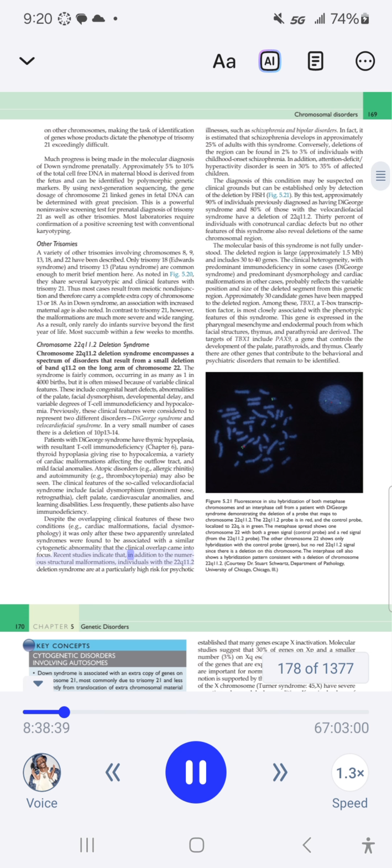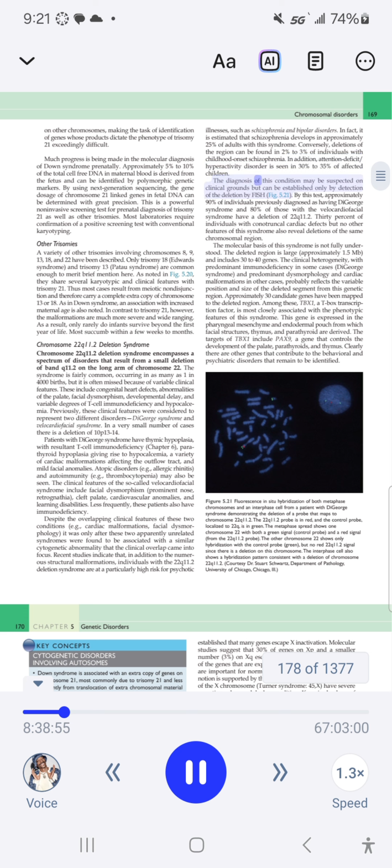Recent studies indicate that, in addition to the numerous structural malformations, individuals with the 22q11.2 deletion syndrome are at a particularly high risk for psychotic illnesses, such as schizophrenia and bipolar disorders. In fact, it is estimated that schizophrenia develops in approximately 25% of adults with this syndrome. Conversely, deletions of the region can be found in 2% to 3% of individuals with childhood-onset schizophrenia. In addition, attention deficit hyperactivity disorder is seen in 30% to 35% of affected children.